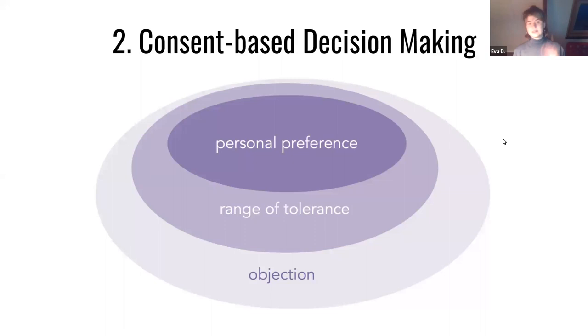So it's also a nice way of not going into basic majority vote. So here again, a little bit on what is the difference between an objection and personal preference. Personal preference is really like, do I want that? What do I want? What do I prefer? An objection is, it's maybe not what I actually want, but I can still live with it. So also when you object to it, think about that.